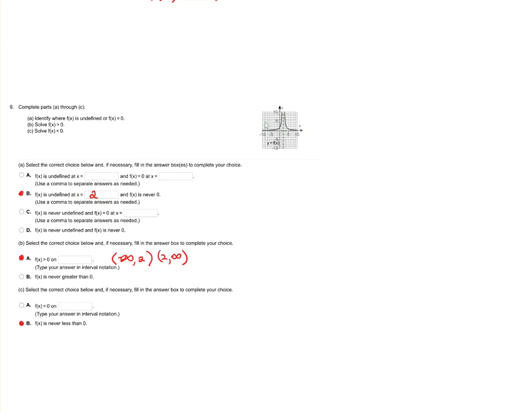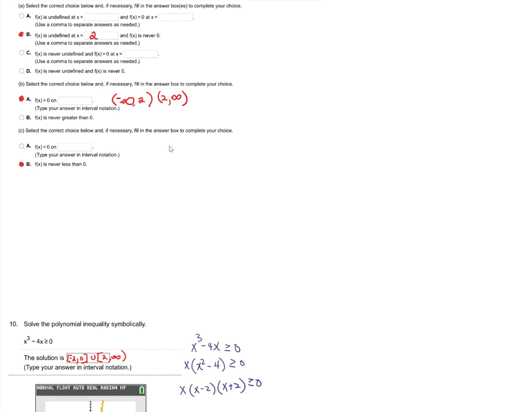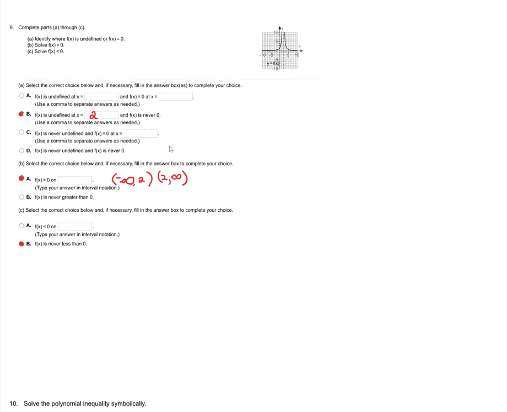Where is it greater than 0? From -infinity, that negative kind of got squinched up there, but from -infinity to 2, and then 2 to infinity. I'll try to fix that. All right, that looks a little bit better. And then select where is this less than 0. It is never below the x-axis, so it's never less than 0.